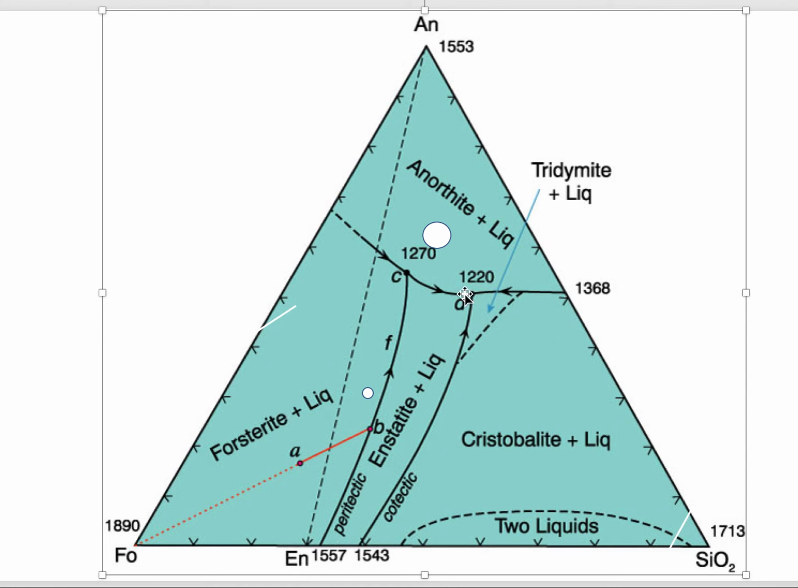We never had forsterite to begin with, and we're on the right-hand side of that dashed curve. And as we move away from anorthite and make enstatite, we would move down temperature, hit the ternary eutectic, and we would crystallize out tridymite at 1220 degrees, and that would be our final assemblage. So that wraps up our discussion of this rather odd but still rather important ternary of anorthite, forsterite, and silica polymorphs.